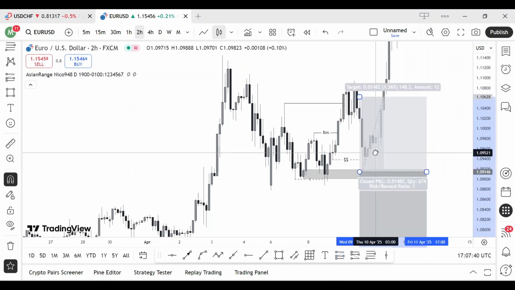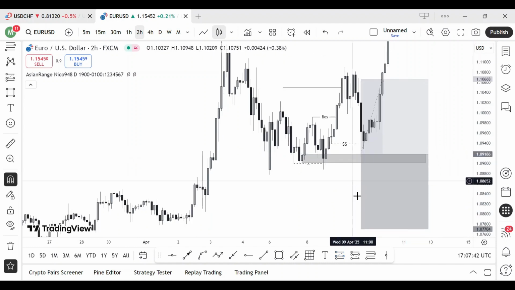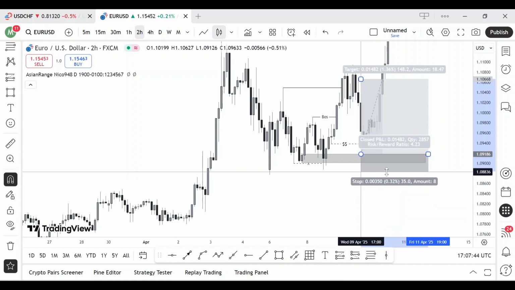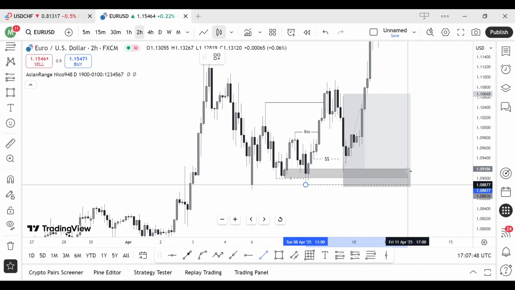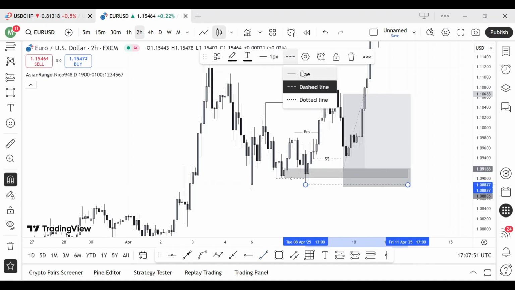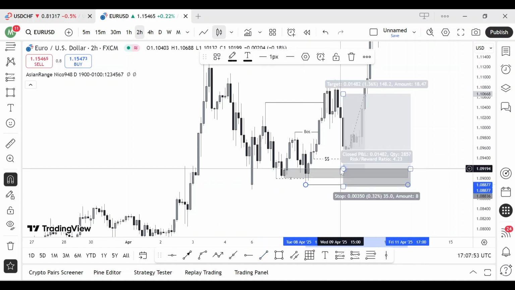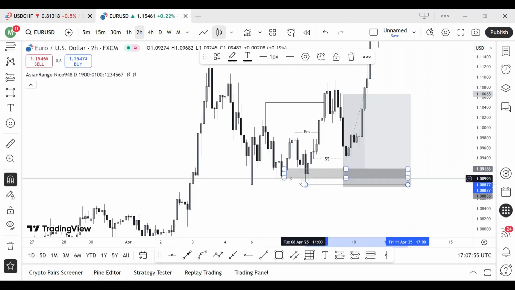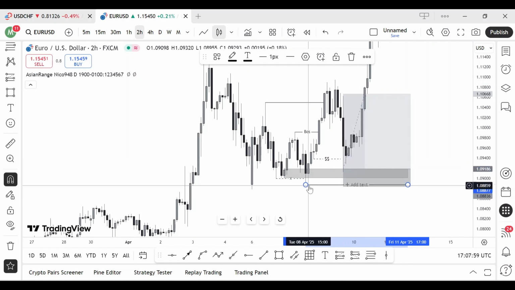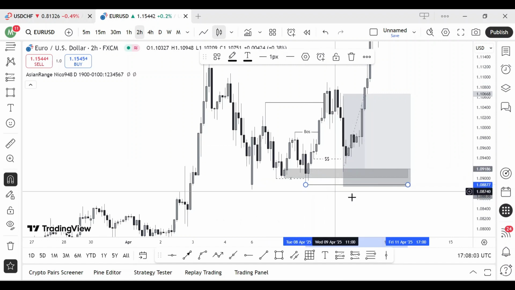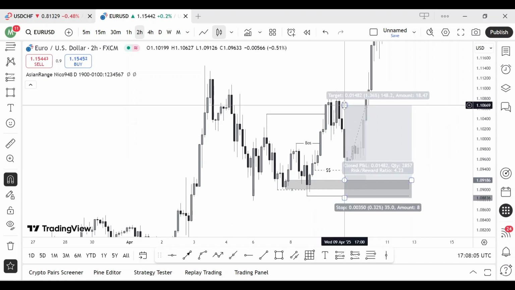Set your limit above here and stops below this low. Remember, we are expecting this low to be protected. Why? Because price swept this low, broke structure to the upside, and gave us a liquidity. So this low is expected to be protected. Price is not expected to come back here. So we target the next high.